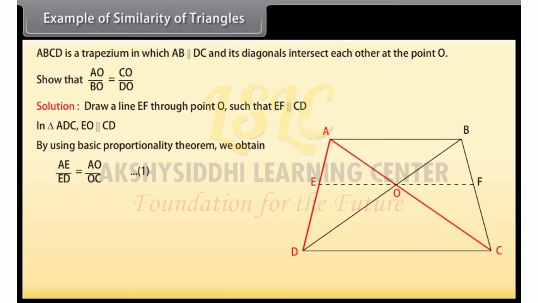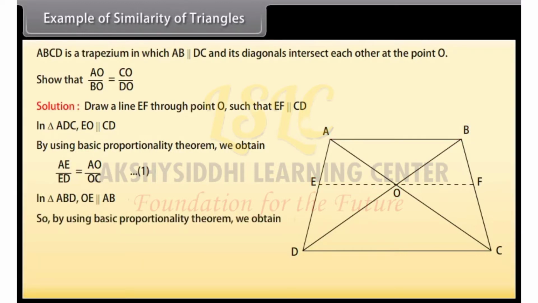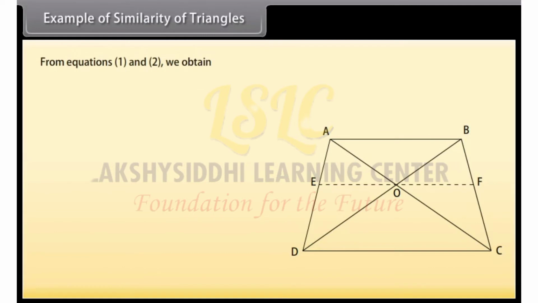Mark it as 1. In triangle ABD, OE is parallel to AB. So, by using basic proportionality theorem, we obtain ED upon AE equals OD upon BO, which implies AE upon ED equals BO upon OD. Mark it as 2. From equations 1 and 2, we obtain AO upon OC equals BO upon OD, which implies AO upon BO equals OC upon OD.